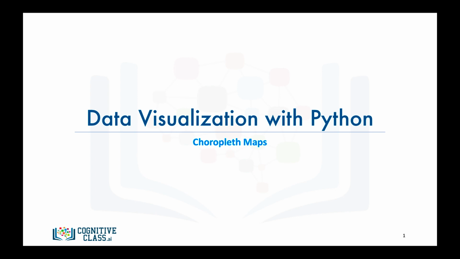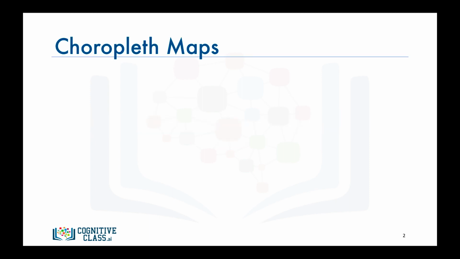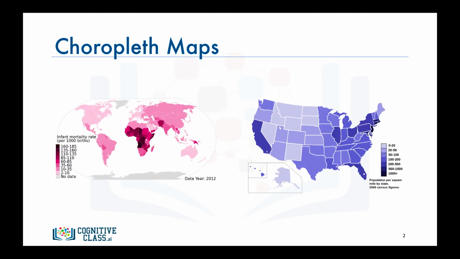In this video, we will learn how to create a special type of map called Choropleth Map with Folium. I'm sure that most of you have seen maps similar to this one and this one. These are what we call Choropleth Maps. So what is a Choropleth Map?